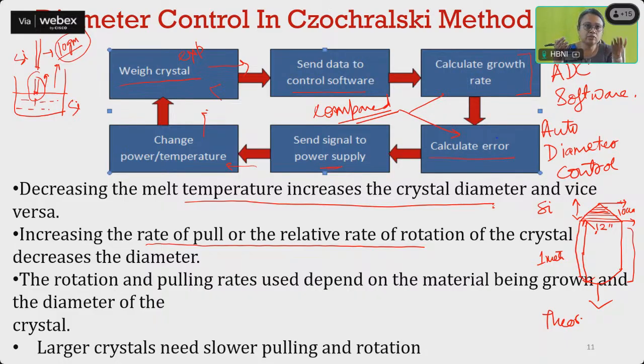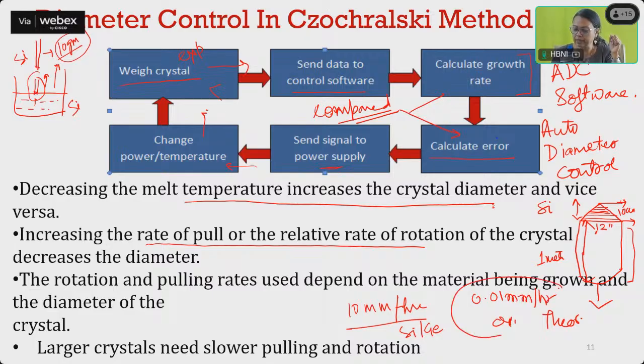In the case of silicon or germanium, we use a pulling rate of say even 10 millimeter per hour. It is not very fast also, 10 per hour. Whereas in the case of oxide, we are using 0.01 millimeter per hour. So that's why crystal growth is a very slow process, and depending on material to material, we have to change it.